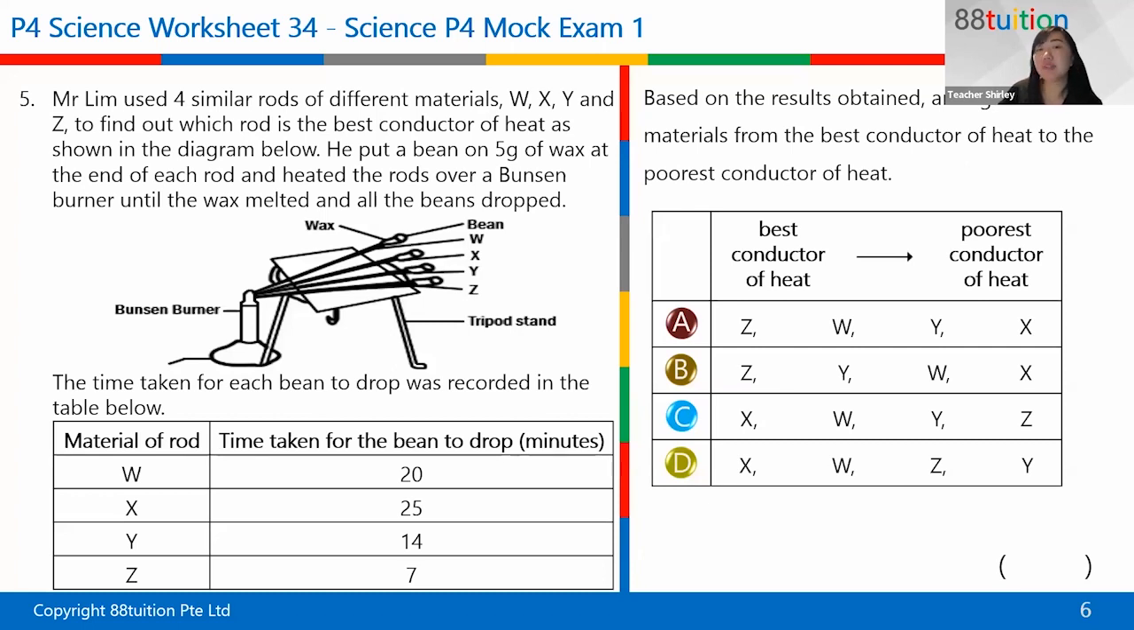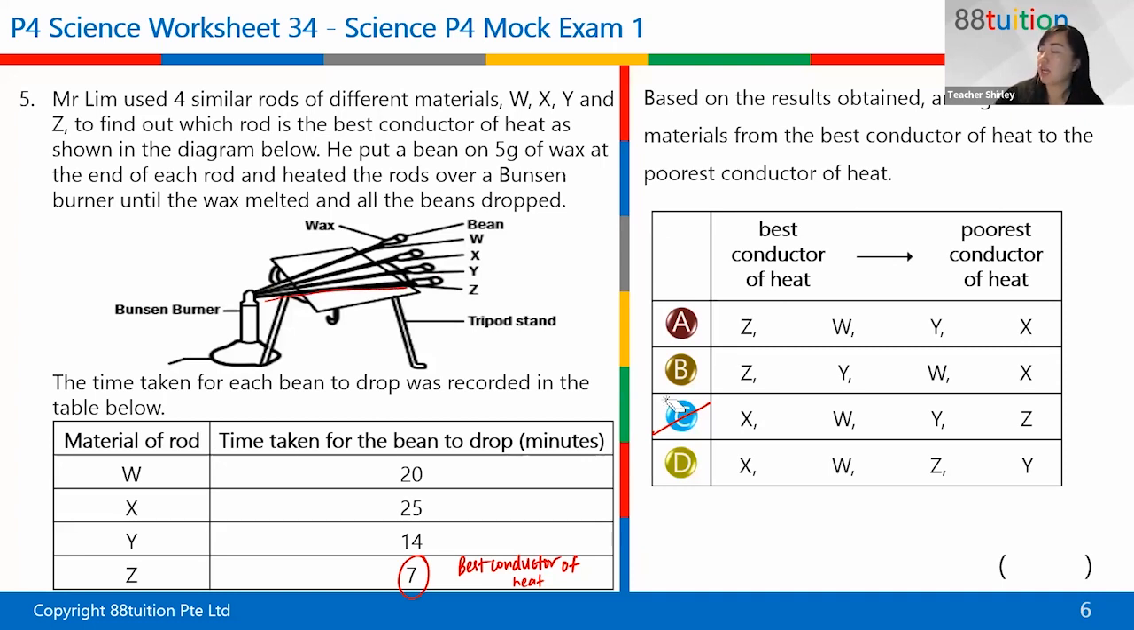How is it linked? How are the results linked? Okay, I see someone typing in the chat now. Ivan said the answer is C, right? How do we explain this? Let's check whether Ivan's answer is correct. The time taken for it to drop, the fastest it dropped, what does it tell us? The fastest means it must be the best conductor of heat, because then heat will be able to be conducted fast enough for it to drop.